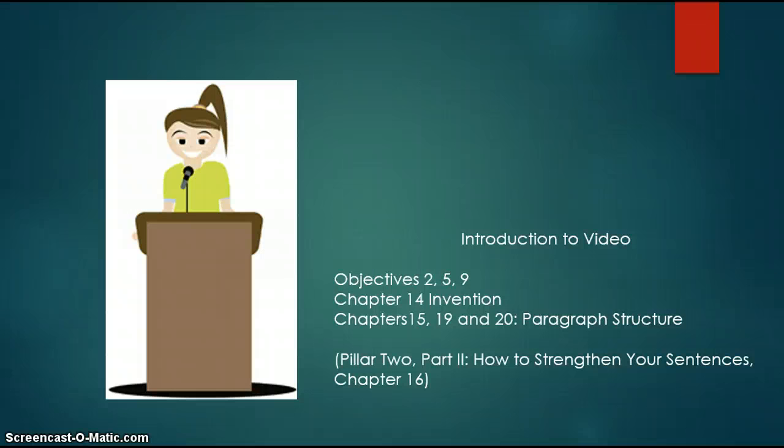So let me come back to that introductory slide just to show you where we are, where we've come from. We've looked at objectives. We've discussed chapter 14, invention, and that invention is leading us into chapters 15, 19, and 20 for paragraph structure. We don't want a bunch of boards lying around on the ground to create a house. We want a specific plan, and we want that essay to be structured so that our reader follows us more clearly and our communication is more exact.